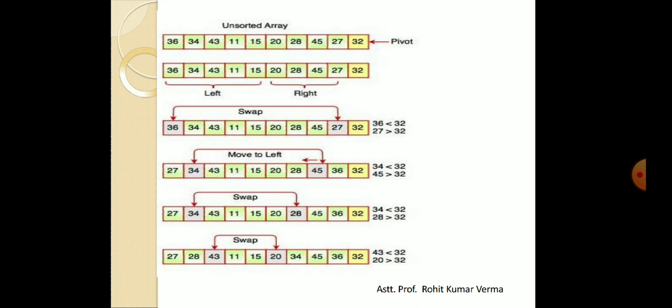What is the first condition? First of all, you have to select the pivot point and start scanning from the left-hand side, and during this scanning you have to find the element larger than the pivot element. Here the larger element is 36. In the second step you start scanning from the right-hand side and find the element lesser than the pivot point, and here we find 27. Now we perform the swapping process.